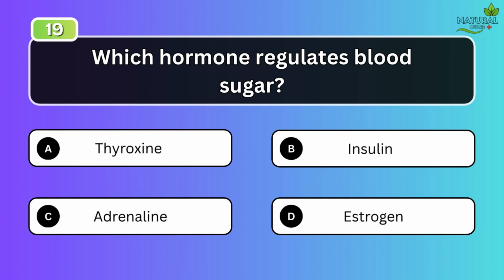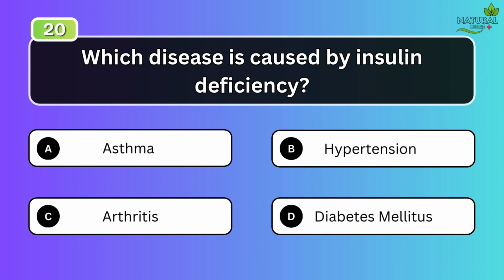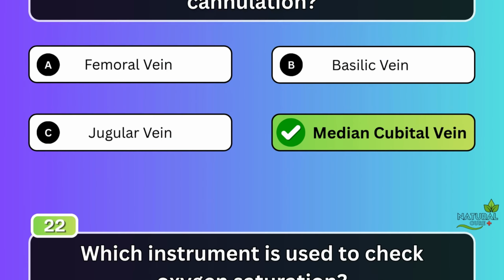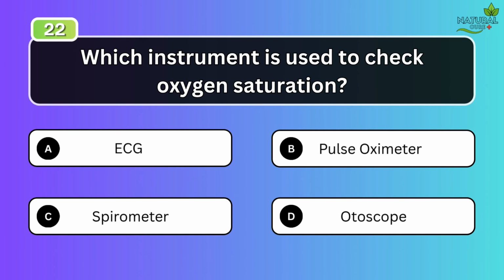Which hormone regulates blood sugar? Which disease is caused by insulin deficiency? Which vein is commonly used for cannulation? Which instrument is used to check oxygen saturation?